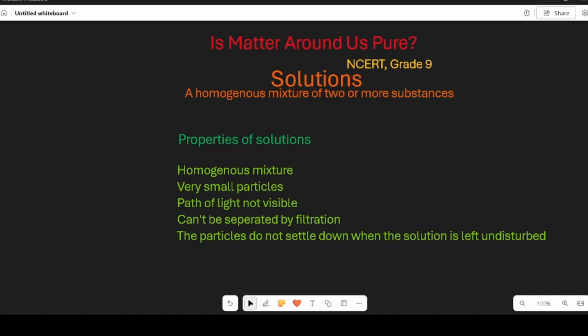Because of their very small particle size, they do not scatter a beam of light passing through the solution, so the path of light cannot be visible through the solution. The solute particles cannot be separated by filtration, and they do not settle down when left undisturbed. That is, a solution is stable. So, if the particles do not settle down when left undisturbed, that means the solution is stable.